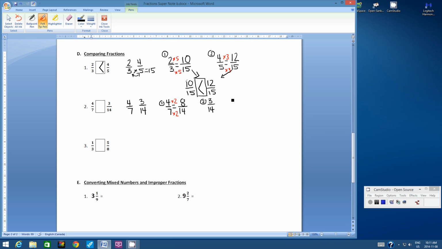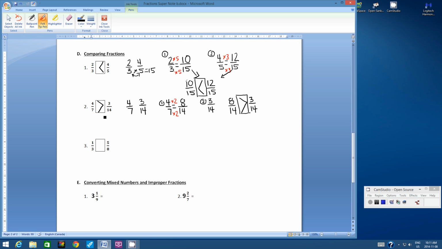So let's compare these two rewritten fractions. We have 8 over 14, which was our first fraction, and we have 3 over 14, which is our second fraction. So now that the denominators are the same, let's compare the numerators. Well, 8 is a much larger numerator than 3. 3 is a much smaller numerator than 8. So we use the greater than sign. So we go back to our original question, greater than.